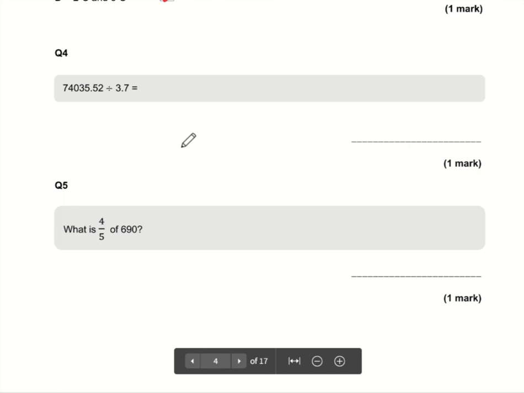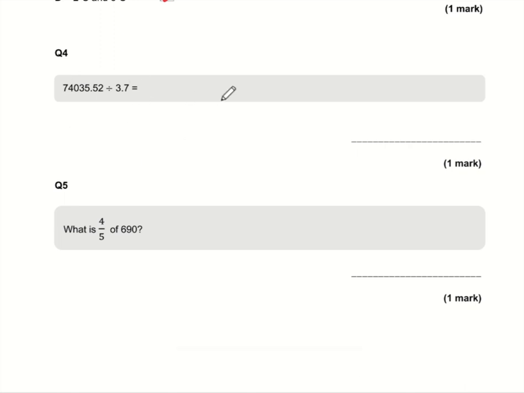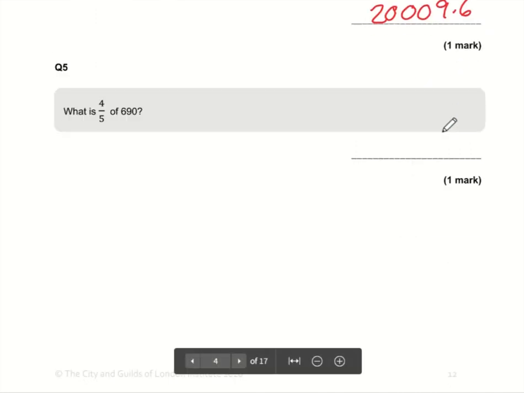Question number 4, all you need to do is just type this into your calculator really. Couldn't be much easier than that. And we get an answer which is 20,009.6. Question number 5, we're working out a fraction of an amount.